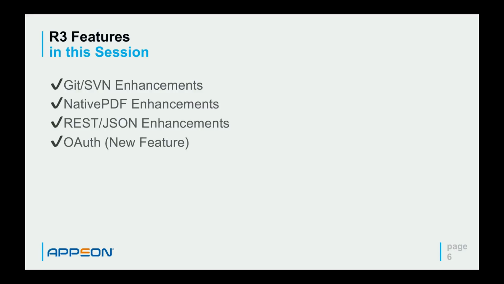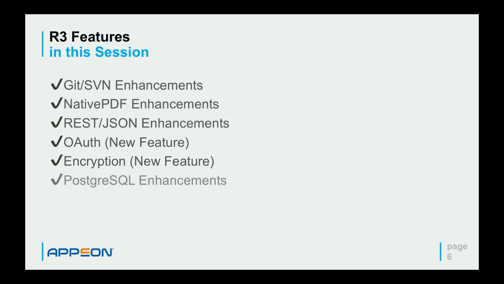And then we're going to be covering OAuth, which is used for user authentication and tokens. We'll be covering the encryption features that are introduced, and this is a set of features that Bruce will explain to you, as well as some enhancements we've made to PostgreSQL, and some enhancements we made to the Standalone Compiler, which was actually introduced in PowerBuilder 2017. So we've enhanced this feature 3 times now.